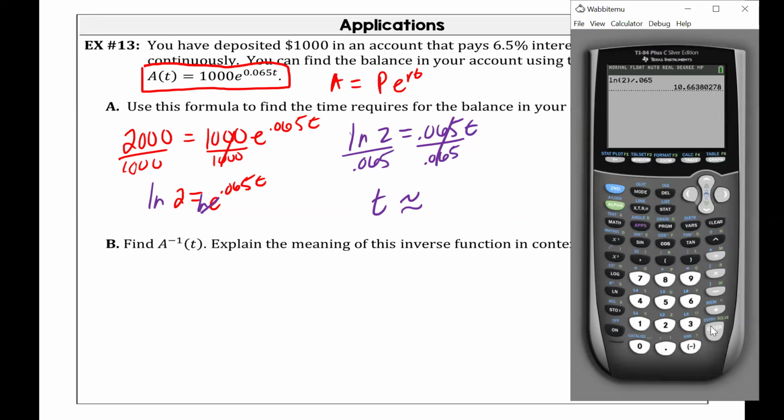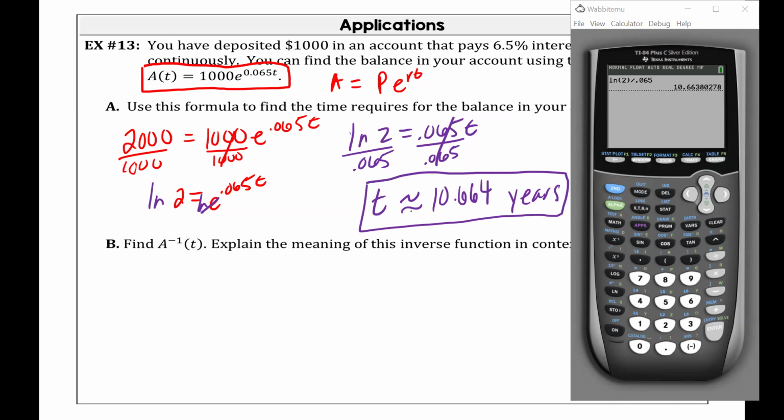My keys are sticky. All right, so we get about 10.663, rounded to the nearest 3 decimal places. So it would take about 10 and 2/3 years for me to double at the current interest rate. Now, was that terrible? Applying a formula and solving.